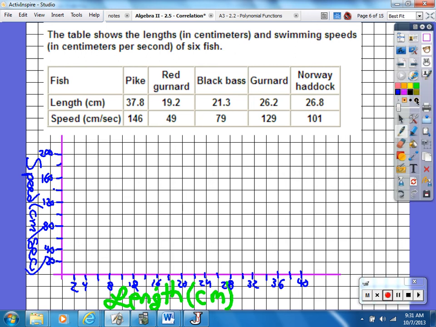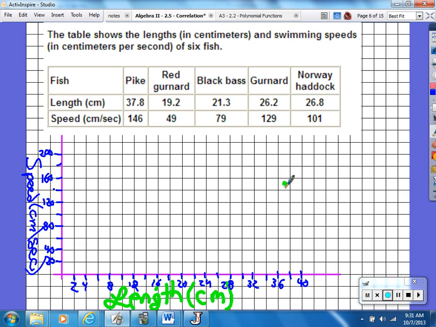When they do that, there we go. 37.8, 146. 37.8, 140, somewhere in there. 19.2, 49. 21.3, 79. 26, 129. 20, 26.8, 101. That's 100, so there's 101. Okay.